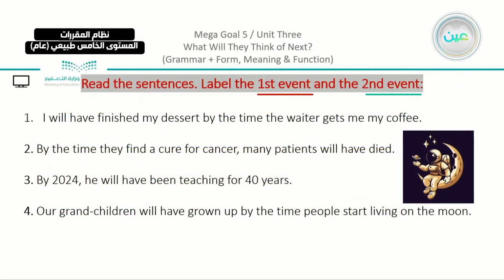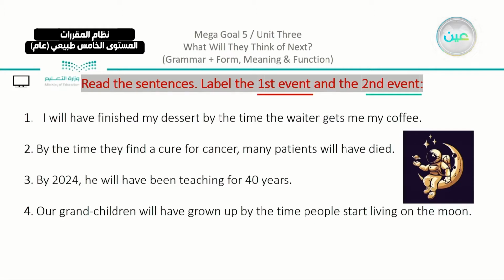We're going to start with something very simple. Now just to get you into the mood of the clauses, or the two ideas part, read the sentences and label the first event and the second event. So the first event, we're going to put the red line, and the second event, we're going to have the green line. Now you are going to just read the sentences, and then you are going to decide which one happened before the other.